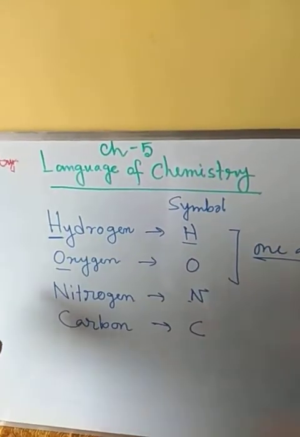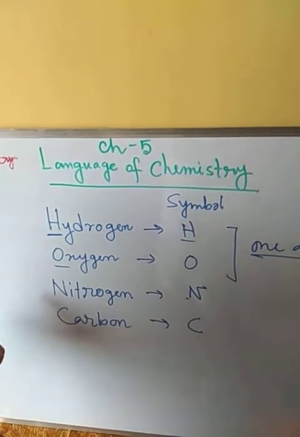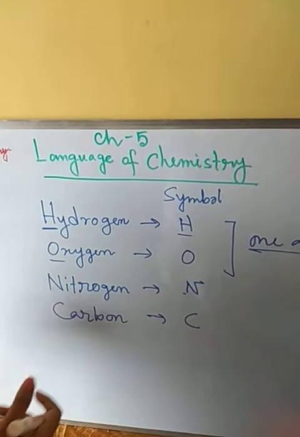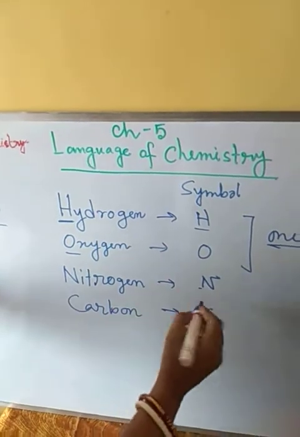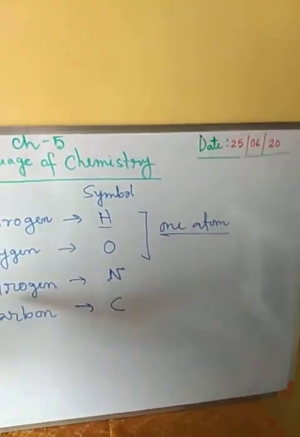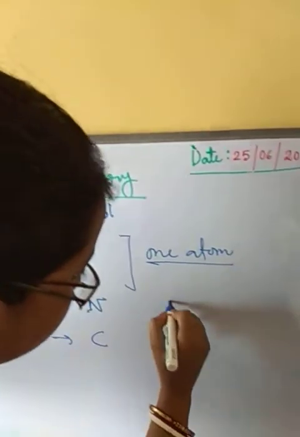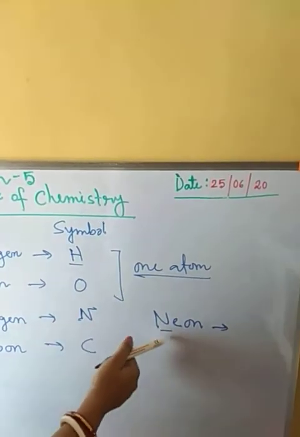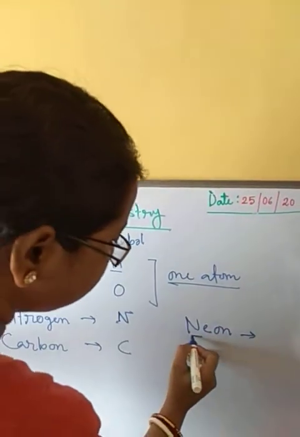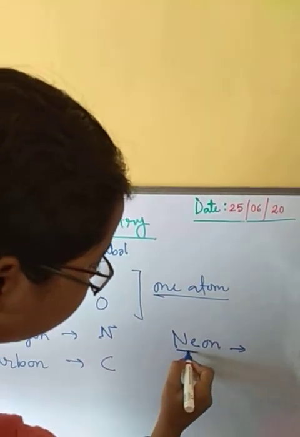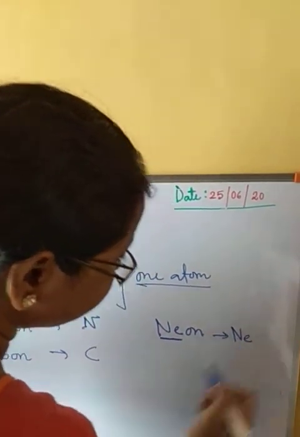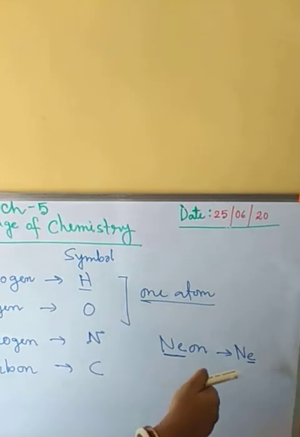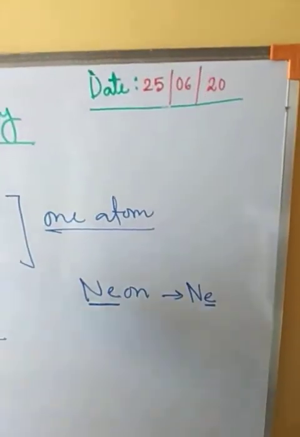Now see, there are two or more elements which start with the same letter. Like nitrogen, it starts with N. At the same time, neon also starts with N. So what will be the symbol for neon? Here, as we have taken the first letter for nitrogen already, we will be taking the first two letters for neon as the symbol, and here the second letter will be small. Okay, so Ne is the symbol for neon.